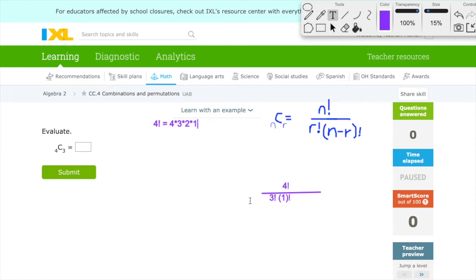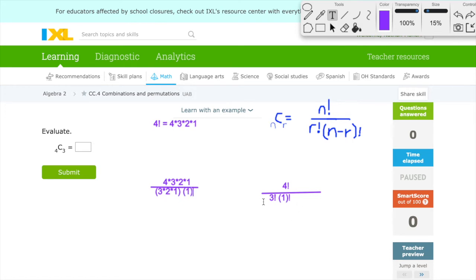So if I want to rewrite this, what I could do is write out 4 times 3 times 2 times 1 over 3 factorial, which is going to be 3 times 2 times 1, and then that gets multiplied by, put parentheses there. Let's try that again. 3 times 2 times 1. Okay, and then with a 1 factorial, it's just going to be a 1.